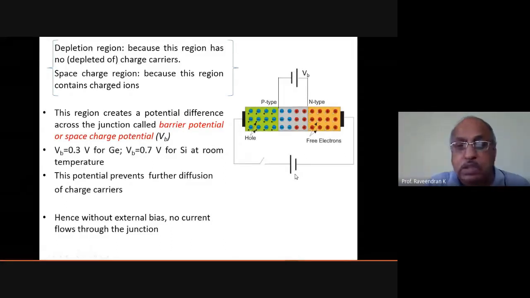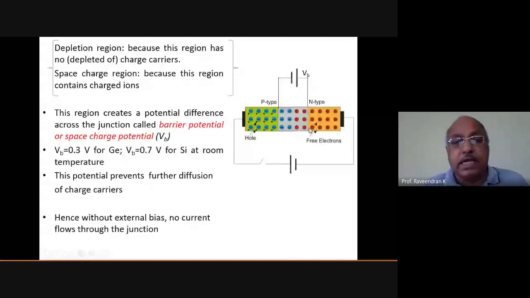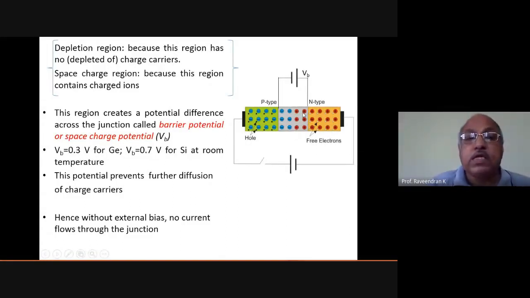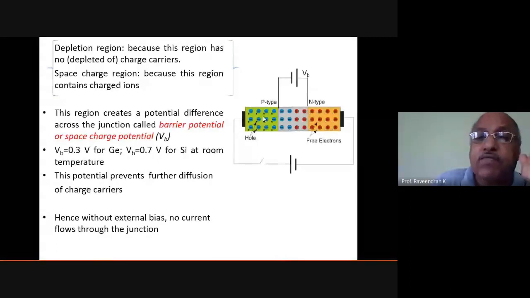So E has to drive a current through this by making up this voltage. Then only will the current flow be constant. So this opposing voltage has to be overcome by the applied voltage. That's what I said: this region creates a potential difference across the junction called the barrier potential or space charge potential, because this is a region having space charges with a polarity, so this potential is called the space charge potential, which appears as a barrier. What is meant by barrier? Barrier means obstacle, which appears as an obstacle for the current flow.